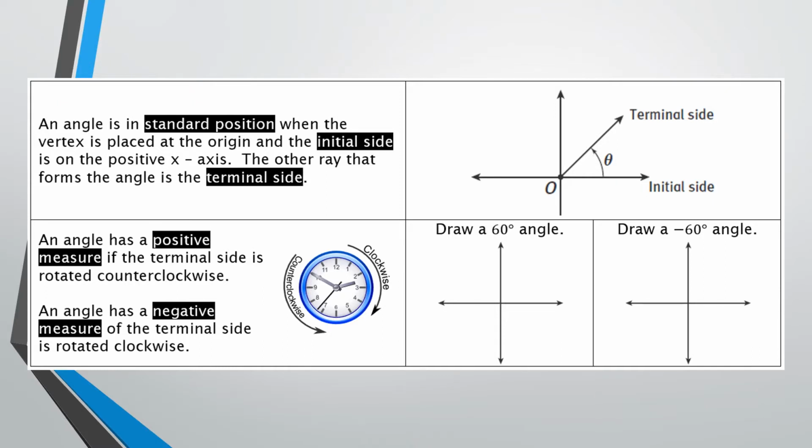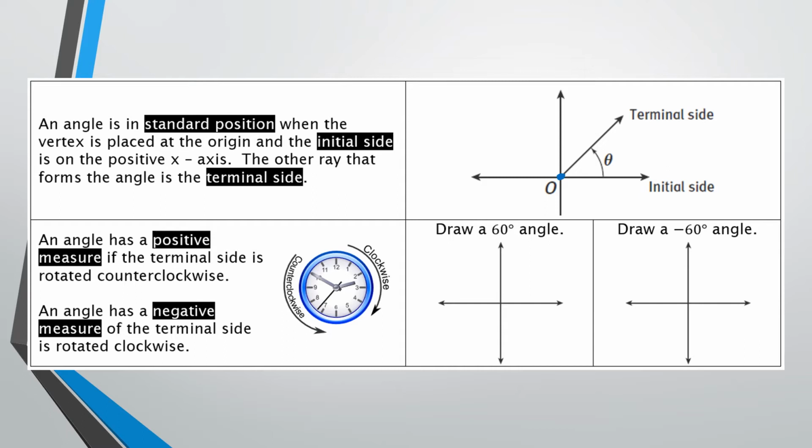An angle is in standard position if you have the vertex placed at the origin. Now the vertex of an angle is the corner. It's where the two rays that form the angle meet. So right here is the origin where this O is, and I just put a blue dot. And you have two sides.